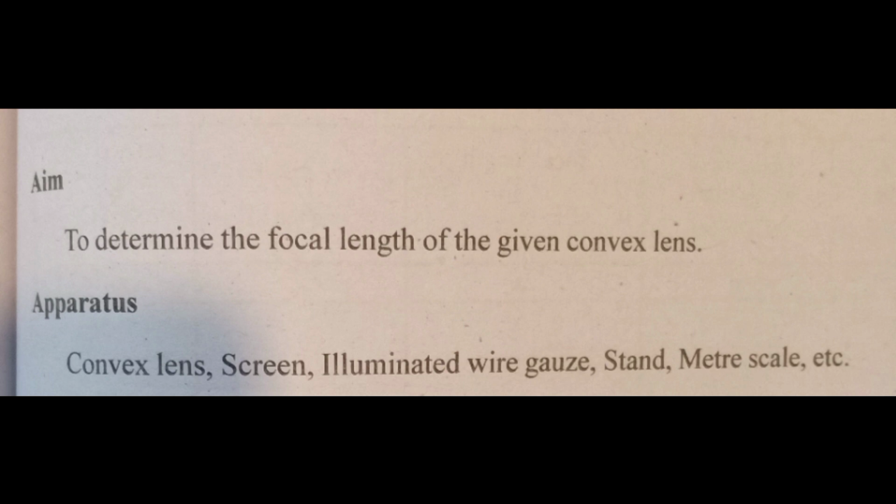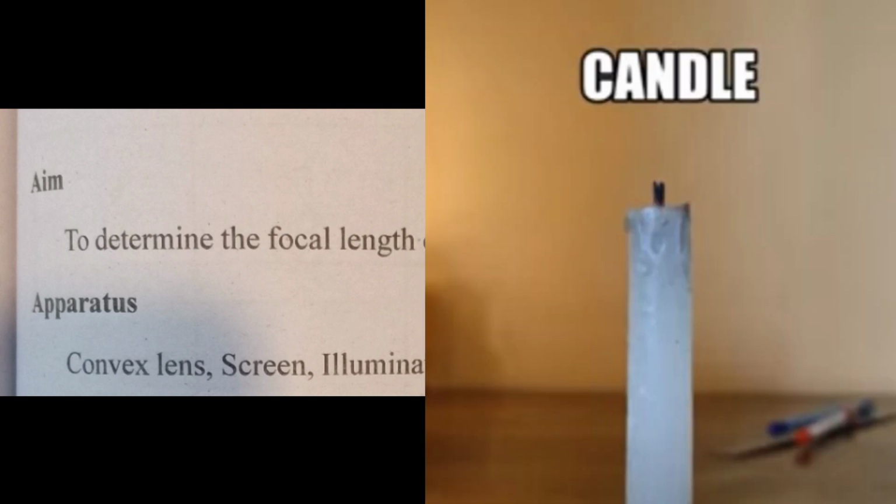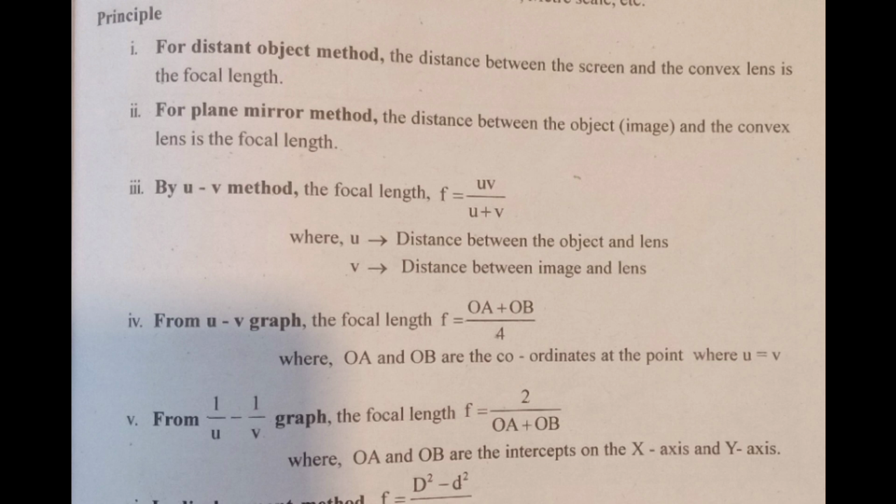Okay. Also we can calculate the value of f by using the UV graph and the 1 by u, 1 by v graph. Okay. Now the apparatus required are convex lens, screen, illuminated wire gauze, or we can use a candle instead of wire gauze. Okay, then stand, meter scale, etc. Now we have to check the principle used. So in principle we have to write down the three equations.